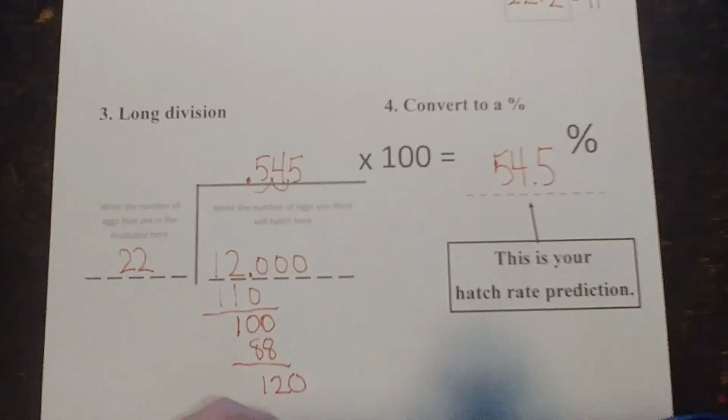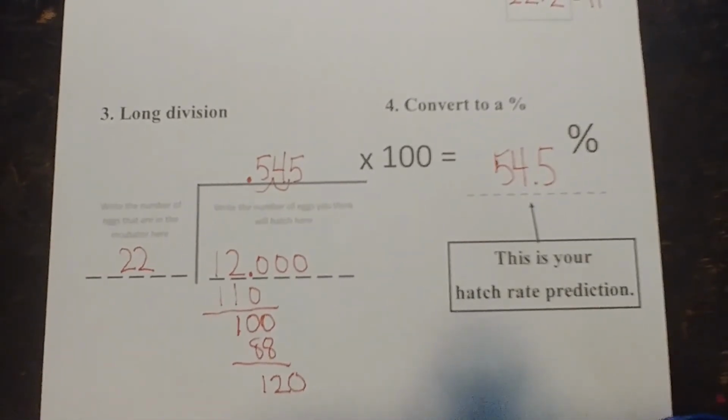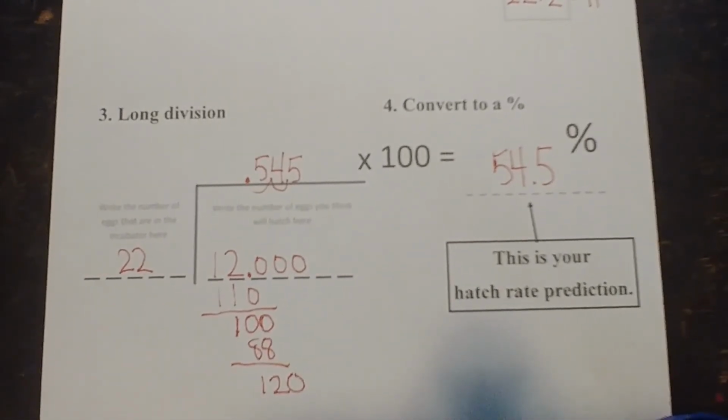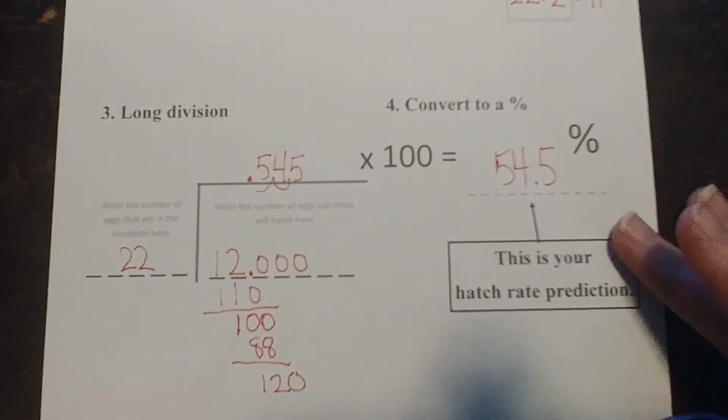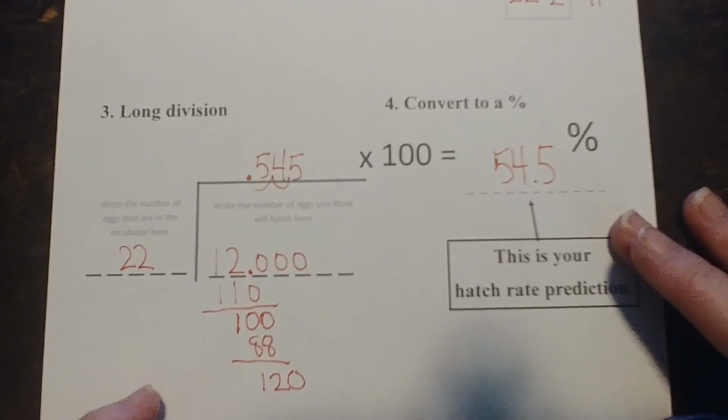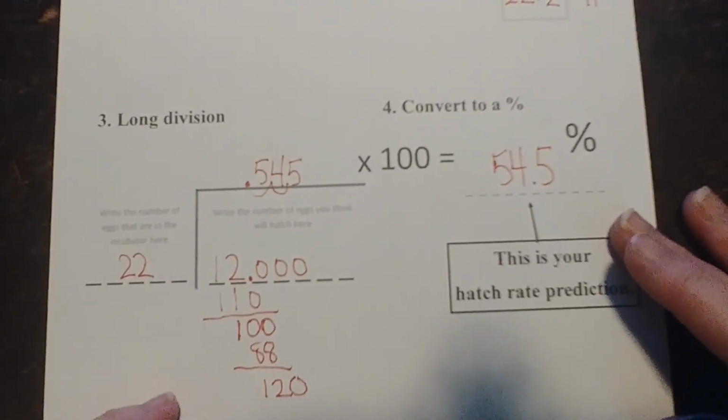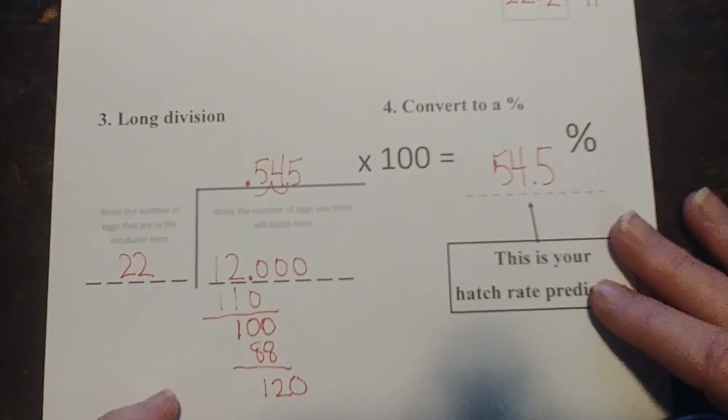Now, you can choose your own numbers. How many of the 22 eggs do you think will hatch on day 21? Go ahead and work out your worksheet and then hold on to it, and on day 21, we'll see how close you were to the correct number.